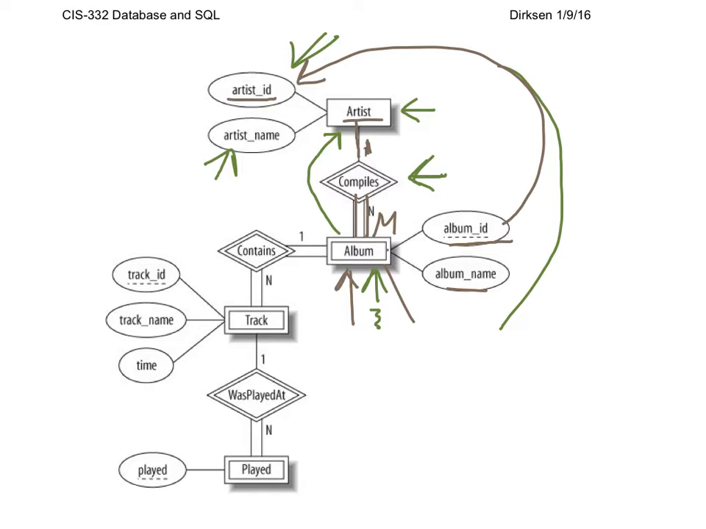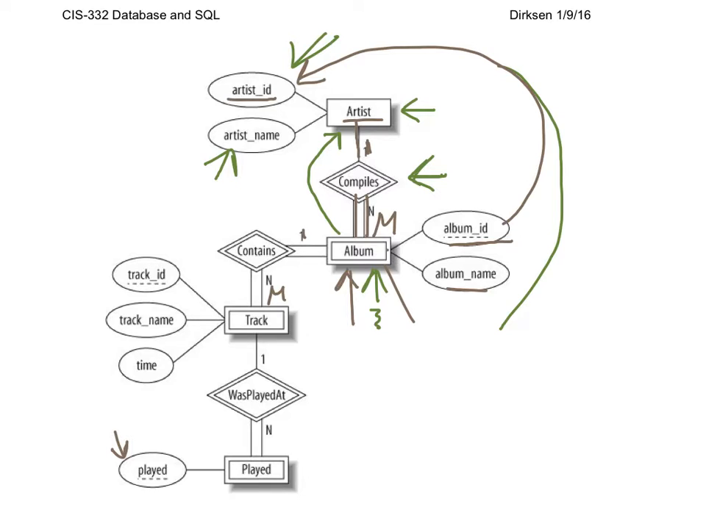An album must contain tracks, and tracks to an album. You have many tracks to one album. One album has many tracks. And then this goes on down to some more weak entities. Was played, played. And here's a foreign key, but I'm not sure where that relates back to. Okay?